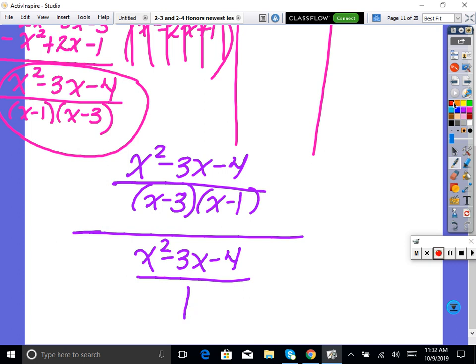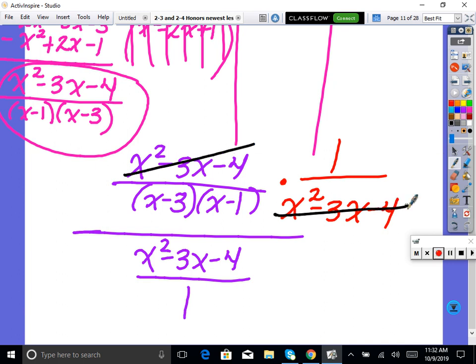Okay, so now we flip and multiply. So I'm going to times by 1, and then x squared minus 3x minus 4. Now from here I would factor, but in this case we can see these are going to factor to be the same thing, which will divide out. So then this divides out with this. So my final answer is 1 over x minus 3 and x minus 1.